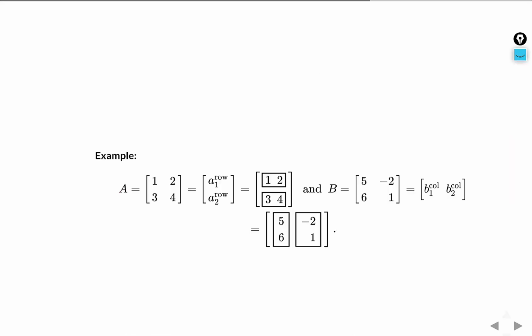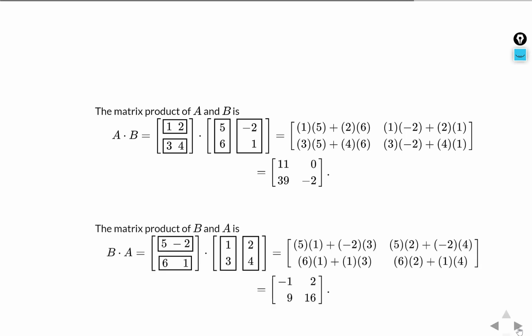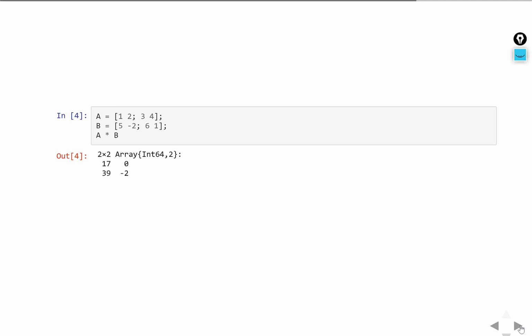dimension mismatch. In this example, both A and B are square matrices. Therefore, we can define A times B as well as B times A. But we can see that the results are different. As expected, we know that matrix multiplication is non-commutative and the order of multiplication matters. We can confirm this in Julia and we will see that A times B is not the same as B times A.